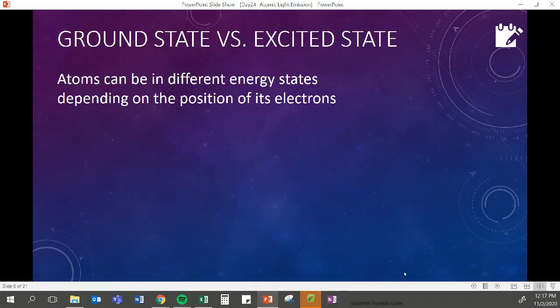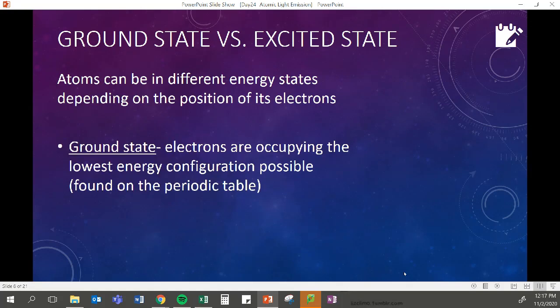Okay, so we can describe the location of these electrons as ground state or excited state. This depends on the positions of those electrons. So ground state electrons are occupying the lowest energy level possible. This is what we deal with that's found on the periodic table. This is what we've been dealing with so far. This is the normal way we write our electrons. So we have 2 electrons on the first energy level, 8 electrons on the next energy level, and so forth.